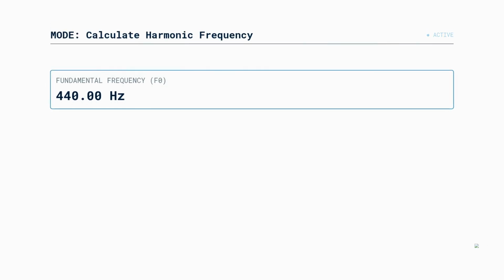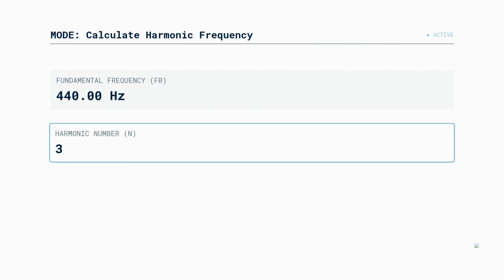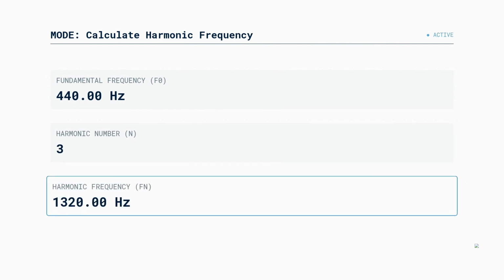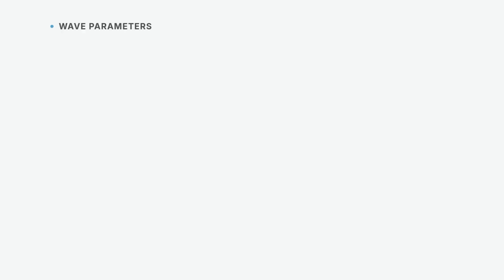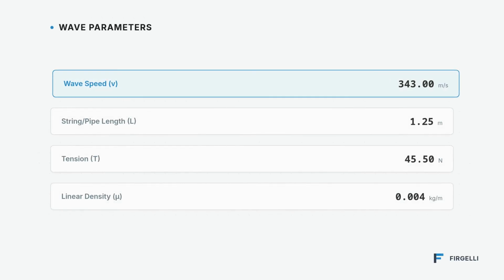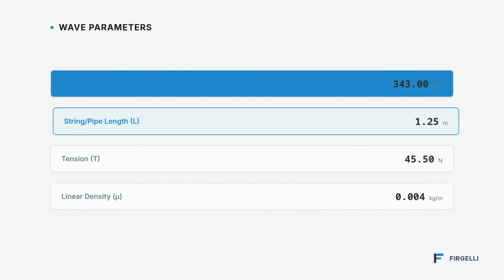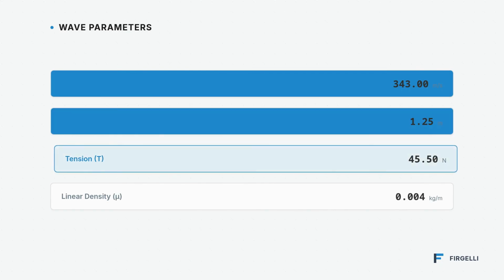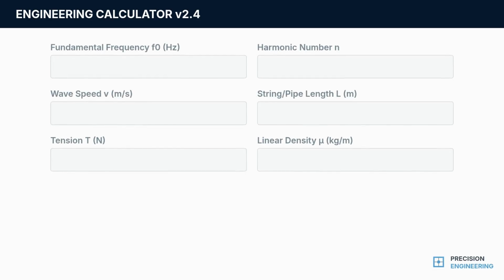The input fields include fundamental frequency F0 in Hertz, harmonic number N, harmonic frequency Fn in Hertz, wave speed V in meters per second, string pipe length L in meters, tension T in newtons, and linear density M in kilograms per meter. Let's work through an example.